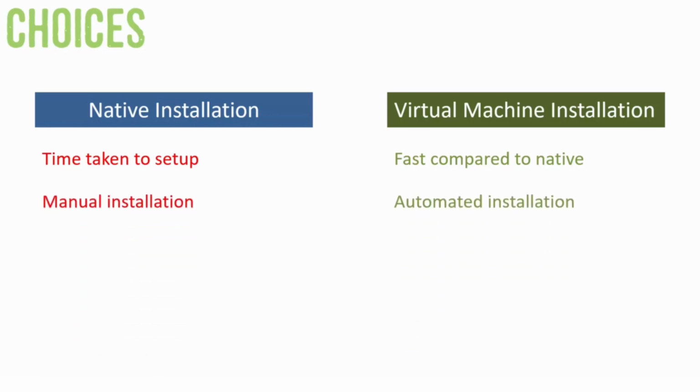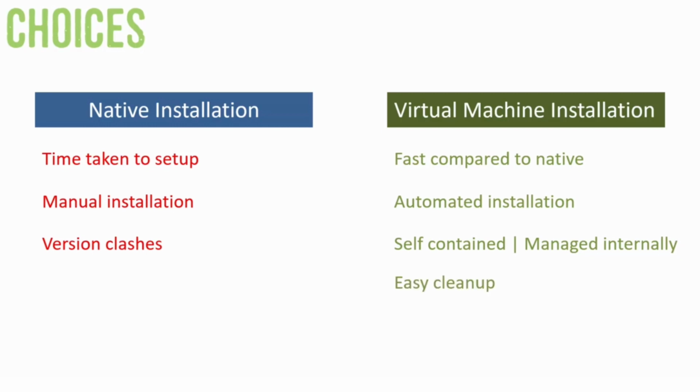Native installation requires you to execute certain manual steps, whereas virtual machine installation is all automated. Version clashes and other issues are common in the native installation, especially on the Windows platform, whereas the virtual machine installation is self-contained and the versions are managed internally. It's easy to clean up the virtual machine rather than to uninstall the various components on the native installation.